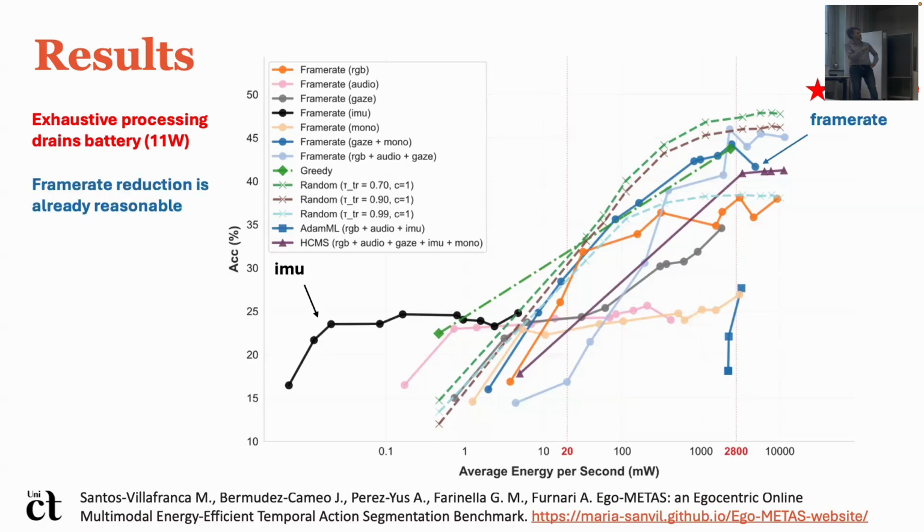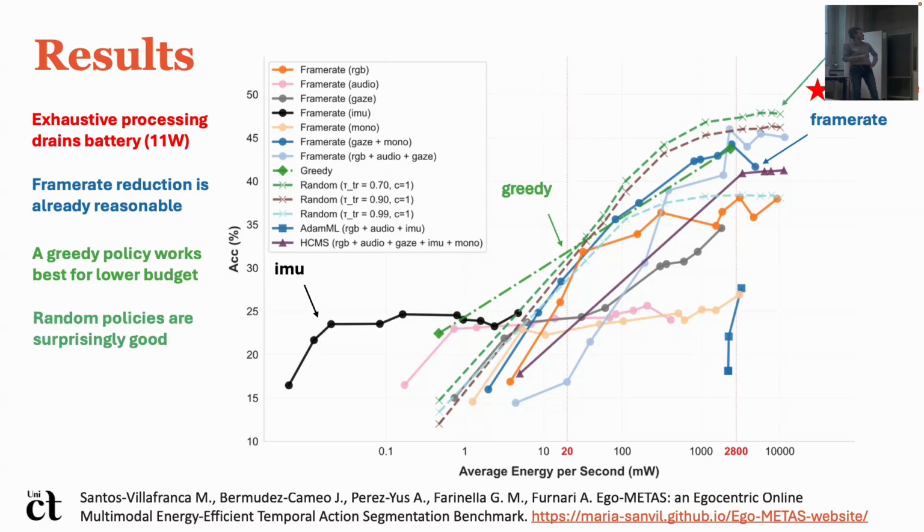And then simply reducing the frame rate, which is this curve that you see here, already gives you a reasonable trade-off. We are not doing anything fancy. A greedy policy, like turning things off when you're out of budget, works surprisingly well for lower budgets, but not for larger budgets. And interestingly, the random policies have a good profile. So just randomly catching things is already smarter than just sensing everything at all time.